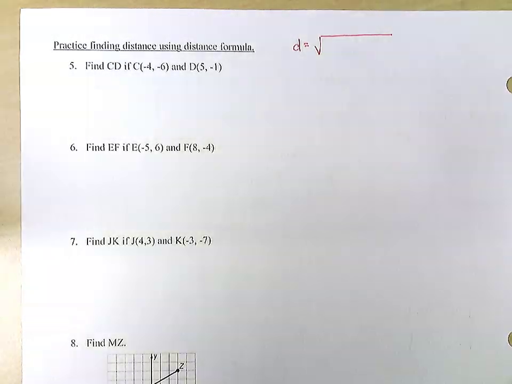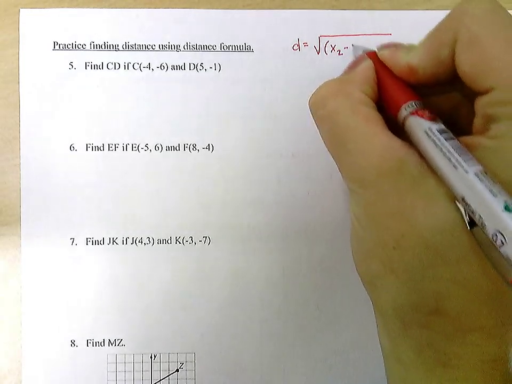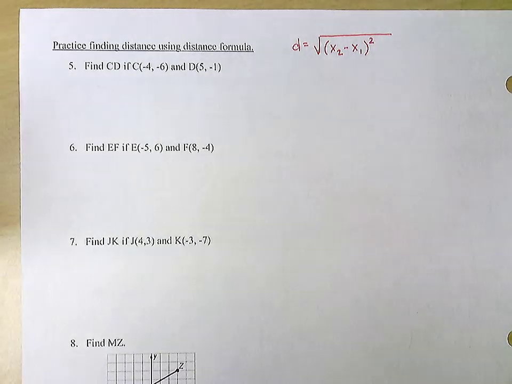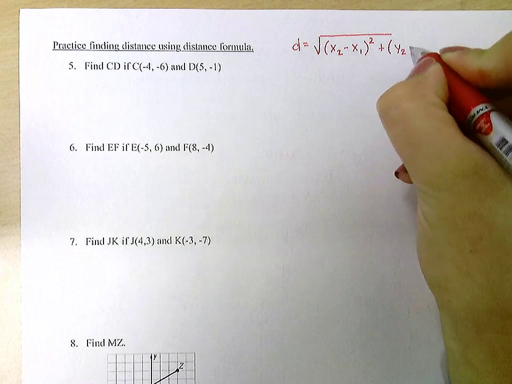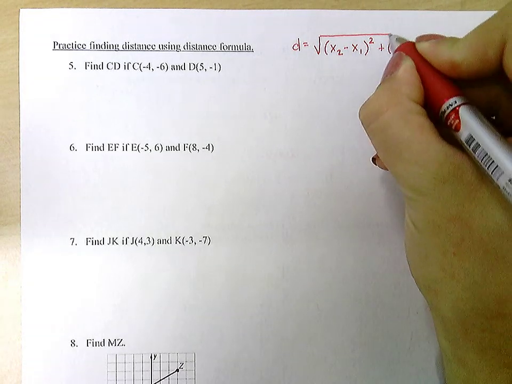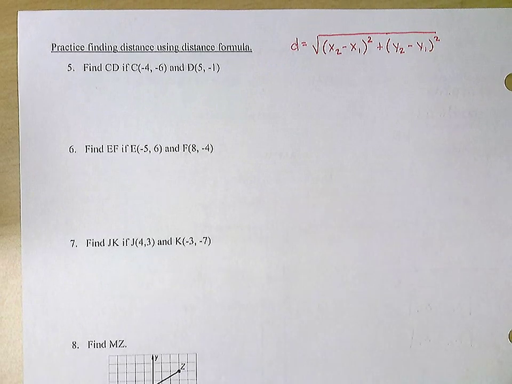Okay, so our distance is the square root of x sub 2 minus x sub 1 quantity squared plus y sub 2 minus y sub 1 quantity squared. Okay, and all that needs to be underneath that radical symbol or that square root symbol. So that's the formula we're going to use. So for number 5, 6, 7, and 8, we're using this formula and the points on our segment.